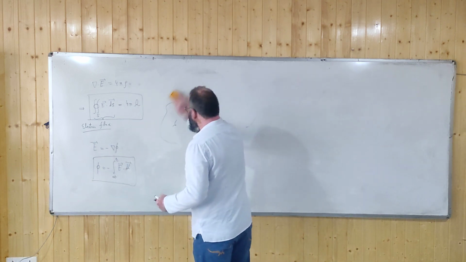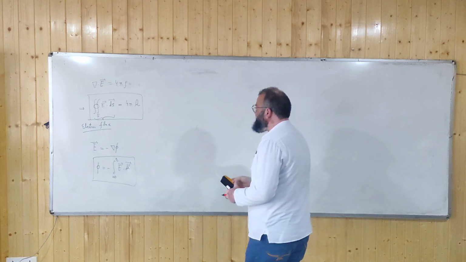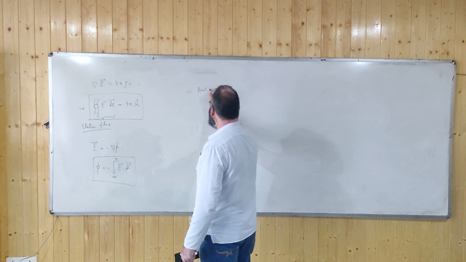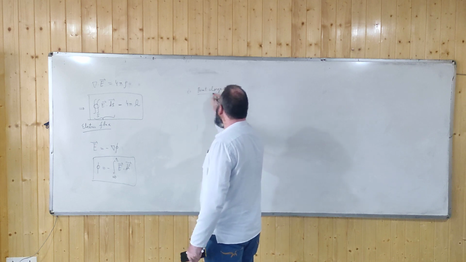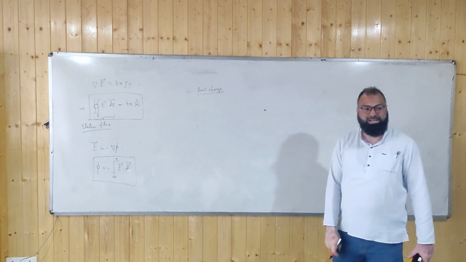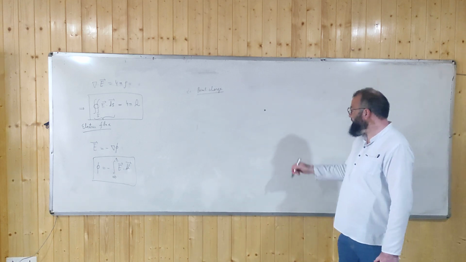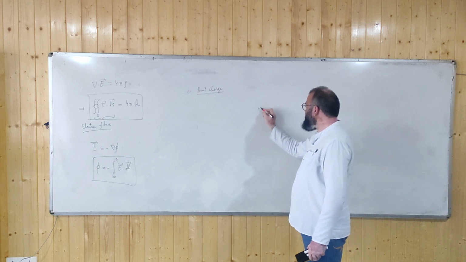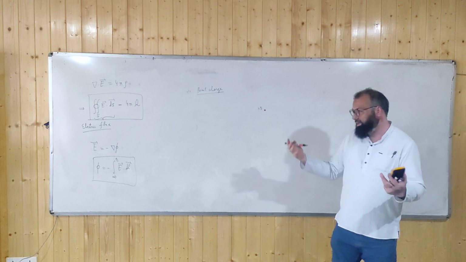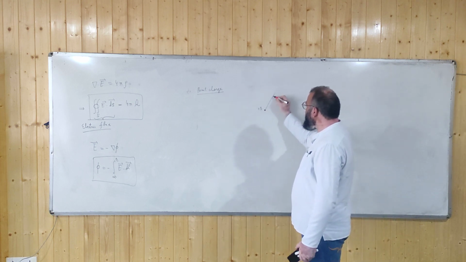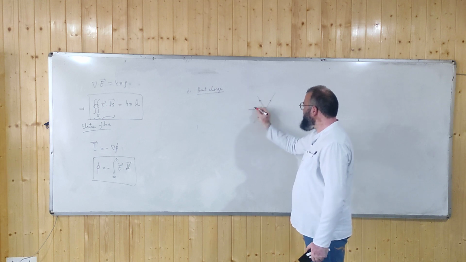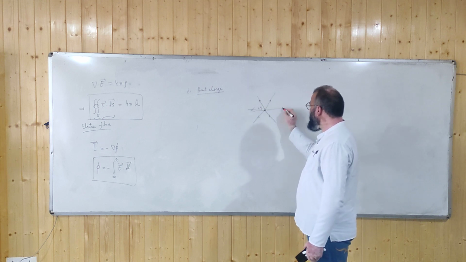So now let's take a point charge. The simplest example is the point charge. Let's take a positive point charge, let's call this plus q. How will the electric lines of force go? Outwards. At any point you'll have it like this. In other words, you have spherical symmetry for the point charge. Clear?